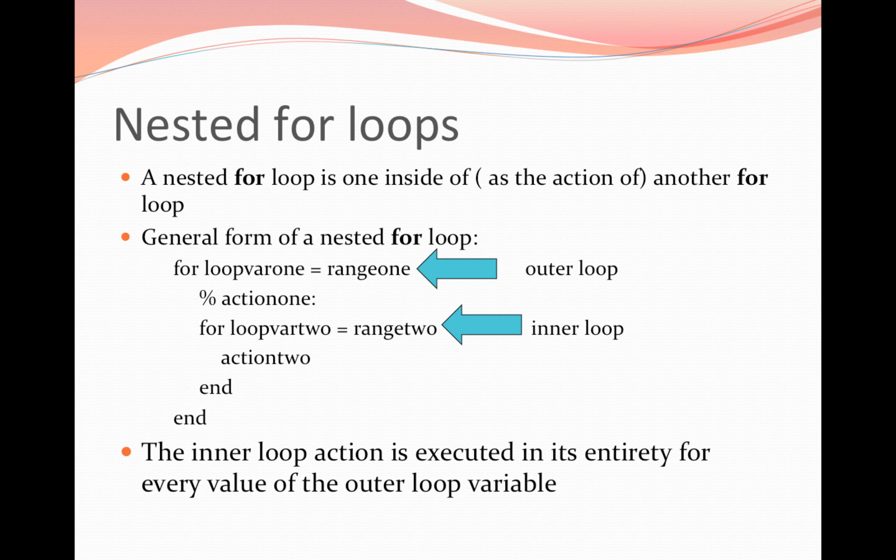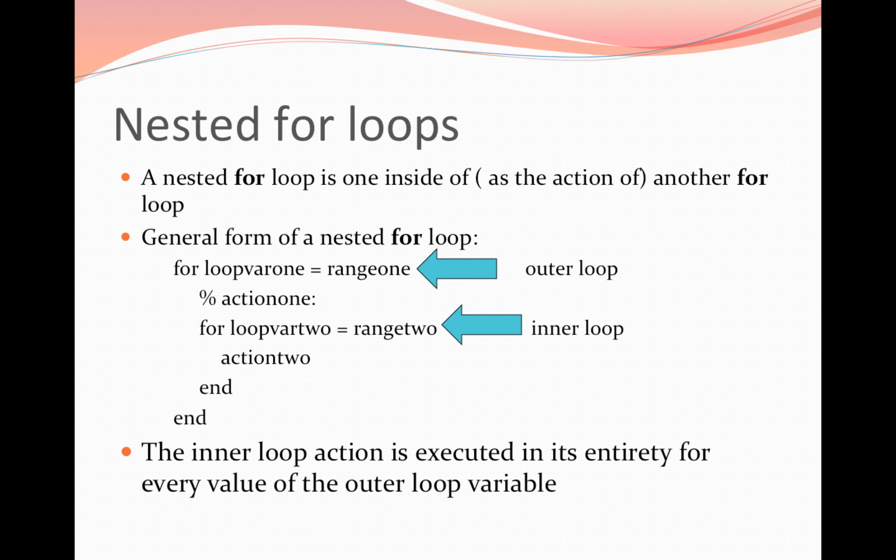We can combine for loops with other statements. For example, since the action of a for loop can include any valid statement, that could include another for loop. So one thing we can do is nest for loops. We can have one for loop inside of, or as the action of, another for loop. When we do that, the first loop is called the outer loop, and the one inside it is called the inner loop.